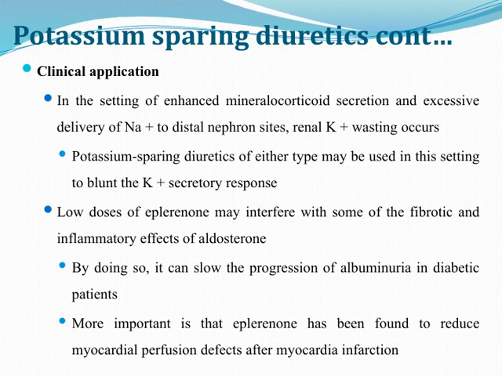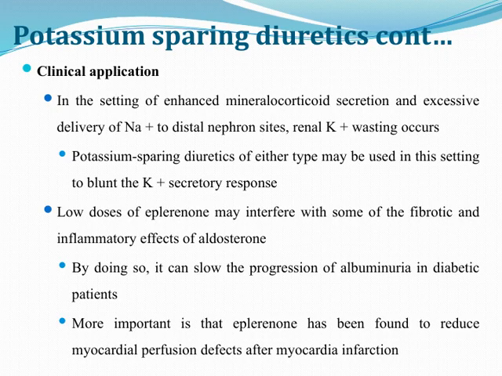Additionally, low doses of eplerenone, one of these diuretics, can interfere with some of the harmful effects of aldosterone, such as fibrosis and inflammation. This is particularly important because it can slow down the progression of albuminuria in diabetic patients, which is a key factor in diabetic kidney disease. But perhaps even more significant is the role of eplerenone in cardiovascular health.